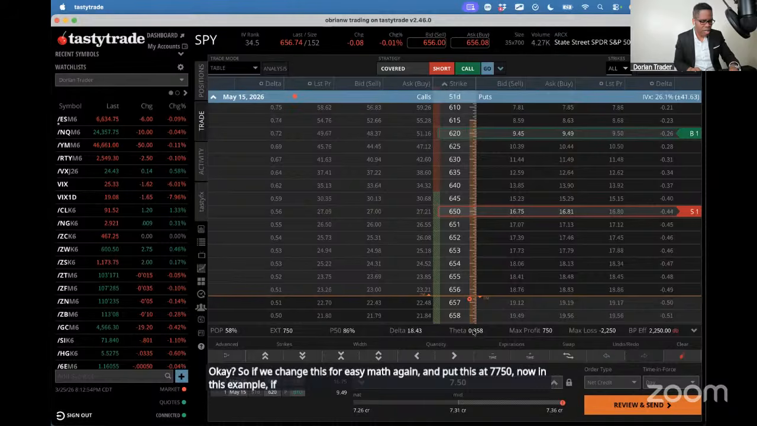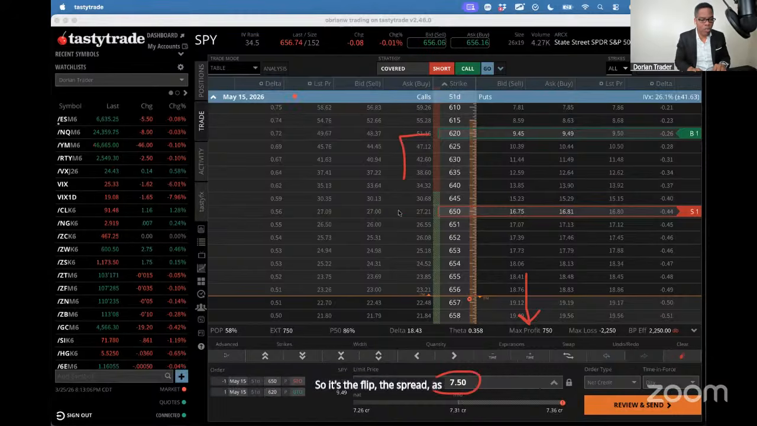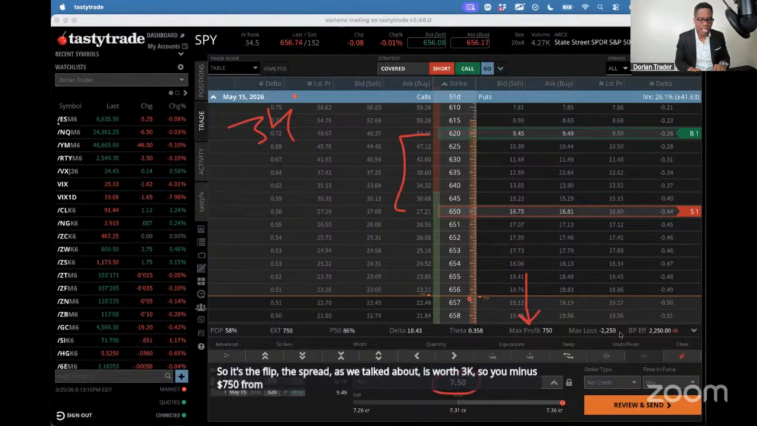Okay. So if we change this for easy math again and put this at 750, in this example, if you're the seller, the most you can make on the spread is what you sold it for. So 750. That's your max profit. Tasty Trade is giving you here 750. So it's the flip. This spread, as we talked about, is worth 3K. So you minus 750 from that, so your max loss now is 2250.